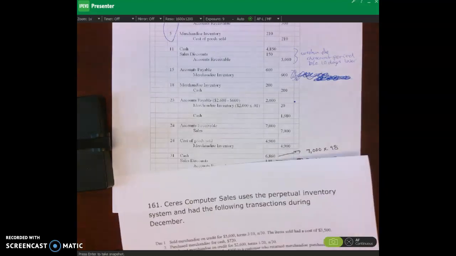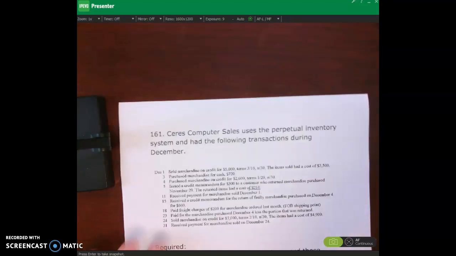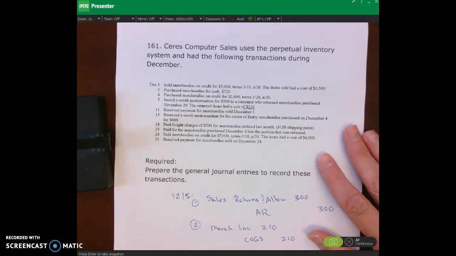Okay? All right, I hope you got all those right. I would really encourage you to make sure that you understand this problem really well, because it does a great job of going over all the transactions that we talked about. Okay, so make sure you understand this problem really well. Okay, and let me know if you have any questions.